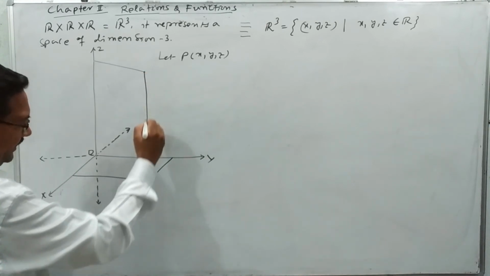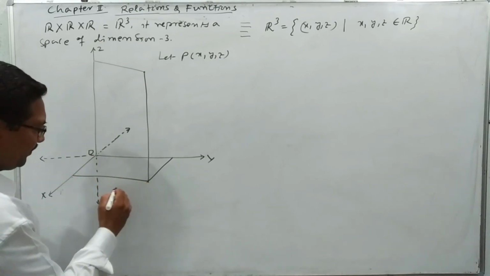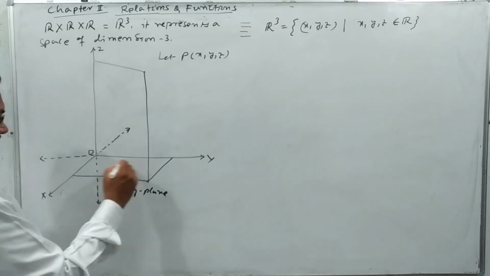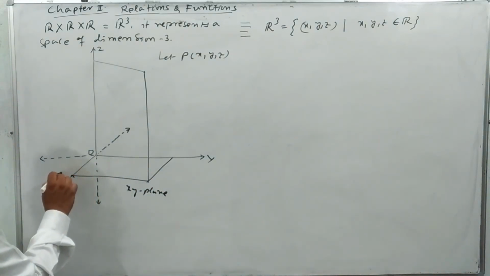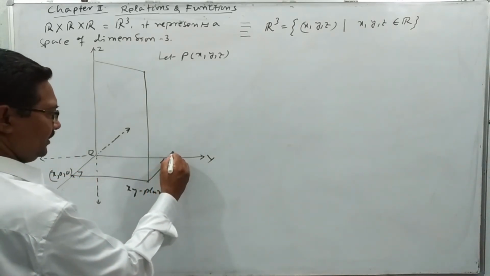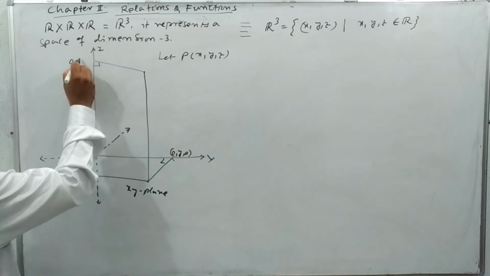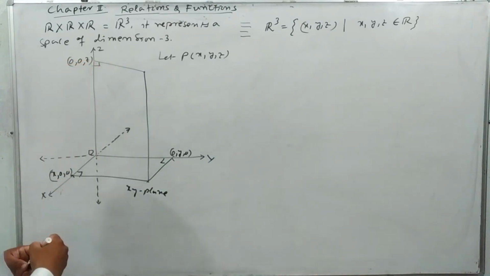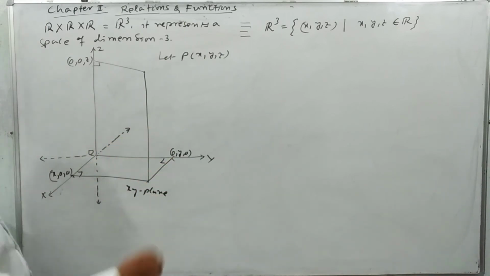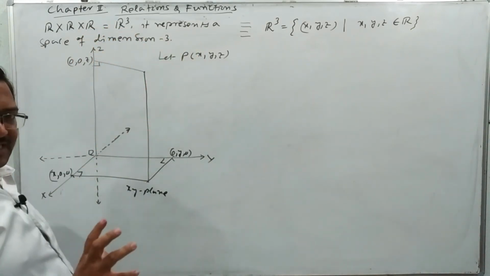So this point P represents the point P projected on the xy plane. And this point becomes (x, 0, 0). We draw the perpendiculars and get this point (0, y, 0). Another perpendicular here, we get (0, 0, z). In this way, we sketch our geometrical concept of a particular point in 3-dimensional geometry R3, in 3-dimensional space R3.